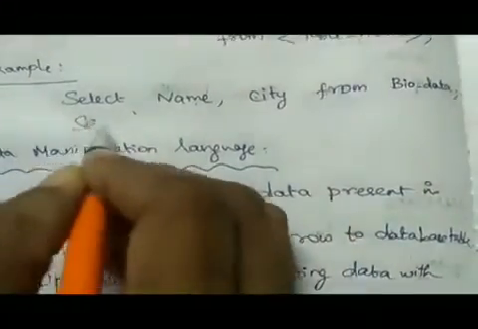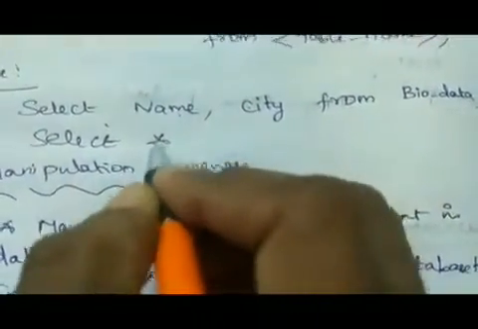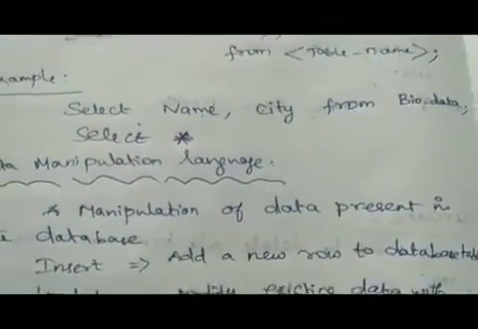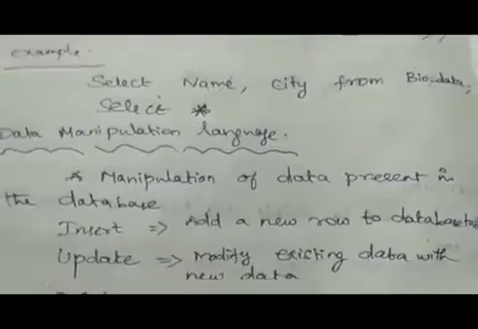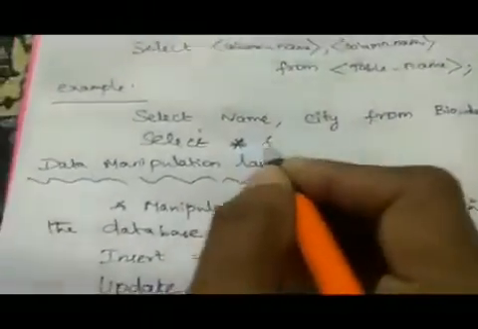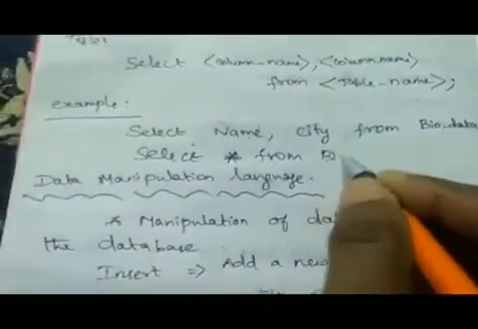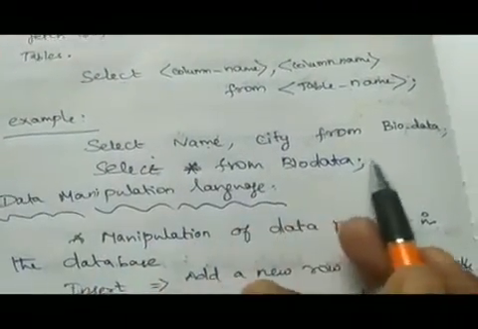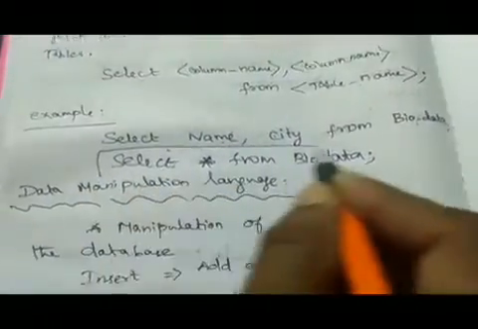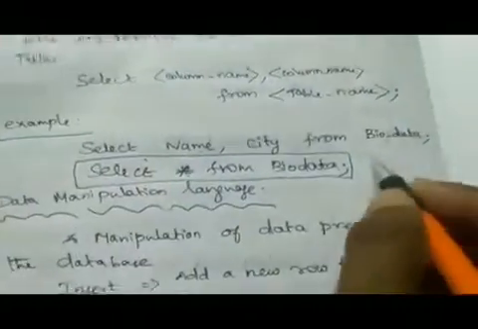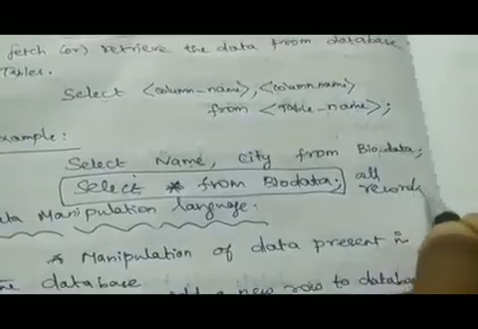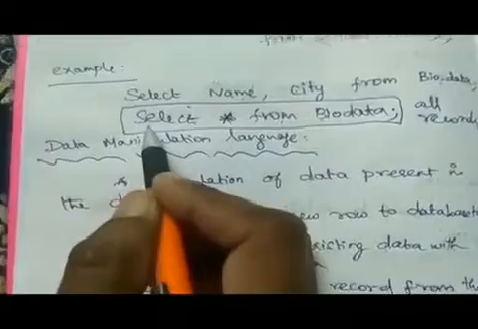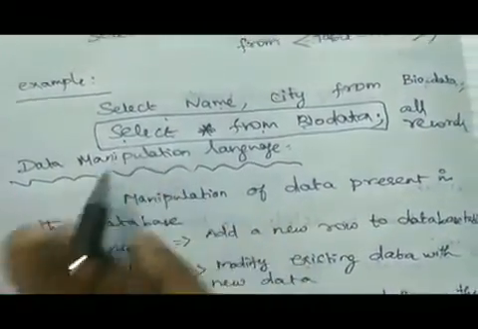If we specify select star or asterisk, it is used to display all the records with all columns. So we have 5 columns and 5 records now. The entire record in the table gets displayed on the screen after executing this query. So select star from biodata is used to display all the records in the table. Select command comes under the category data query language.